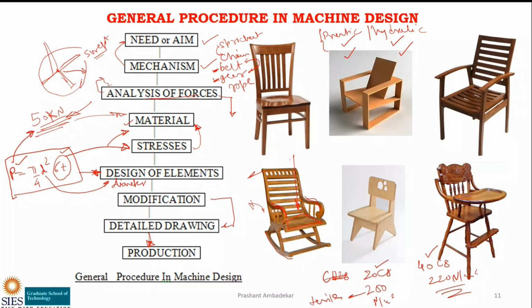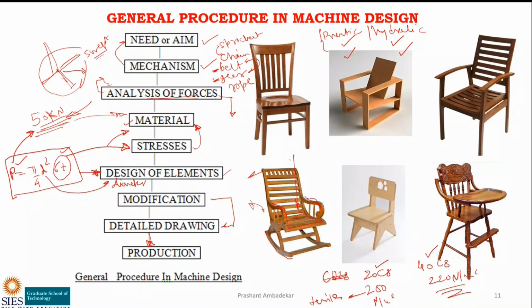First is to determine the need or aim why a product is to be designed. Second is the mechanisms, the set of mechanisms that will be used in it. Third is to determine the maximum force that will act on it. Then based on the force, we will select the material, and then the stress for the particular material will be known. After we know the value of stress, we will design the element.